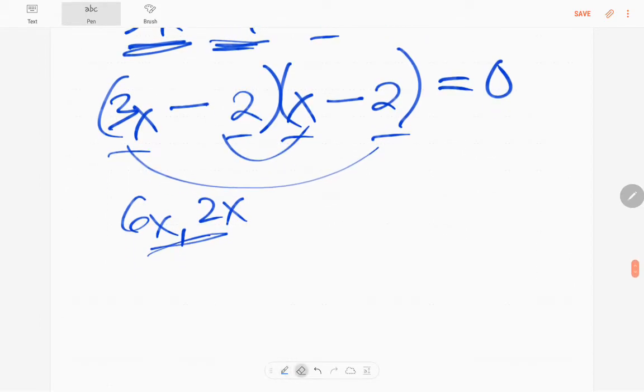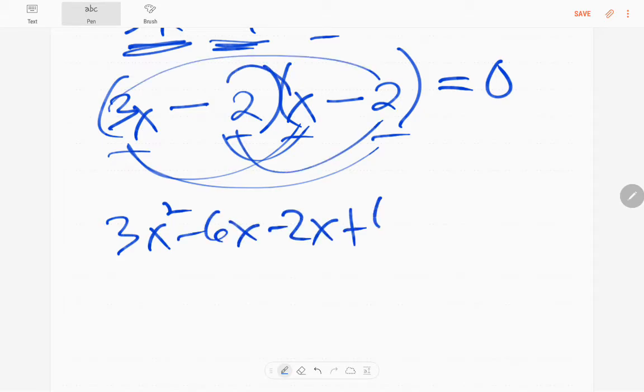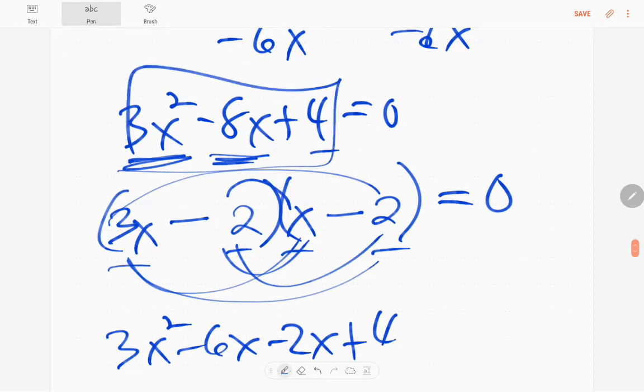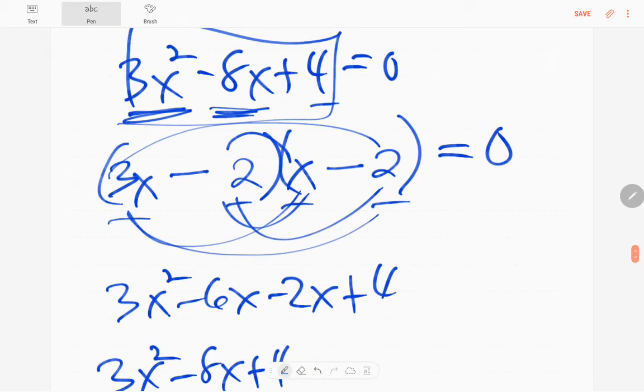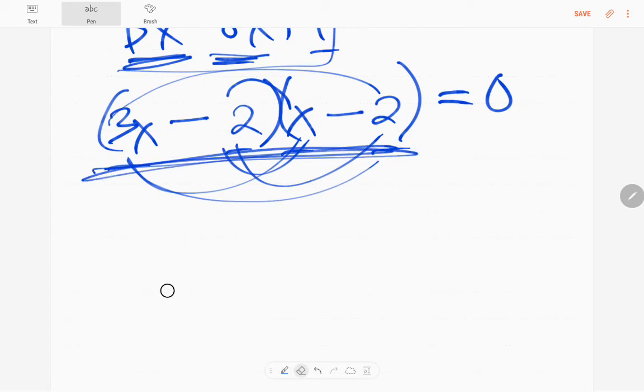So let's just double check and make sure we factor that right. The first is 3x squared. That's this. The outer is minus 6x. The inner is minus 2x. And the last is plus 4. So when you combine, it looks like you do get 3x squared minus 8x plus 4. So remember, the next step is to set each one of these factors equal to 0. So set the first one to 0, and then set the second one to 0.